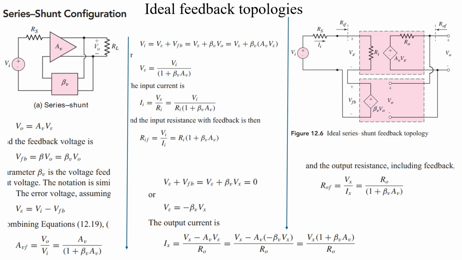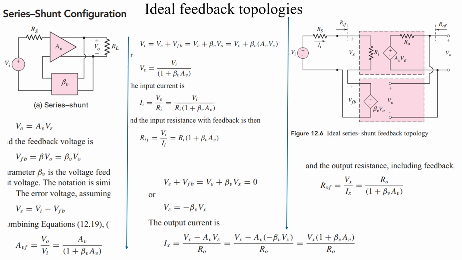We have four different topologies: series-series, series-shunt, shunt-series, or shunt-shunt. Let's first talk about the series-shunt configuration. Series-shunt means series on the left side, shunt on the right side. Here you can see the feedback is in series with the input voltage Vi. Shunt on the right side means we consider the output voltage in parallel and take the output voltage, and shunt with the inputs.